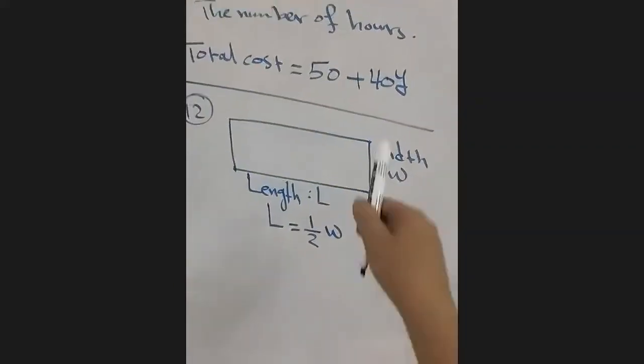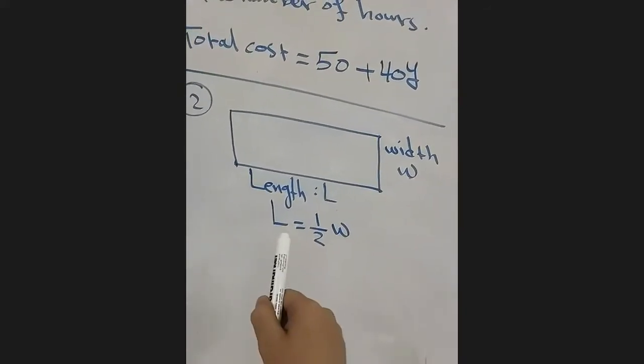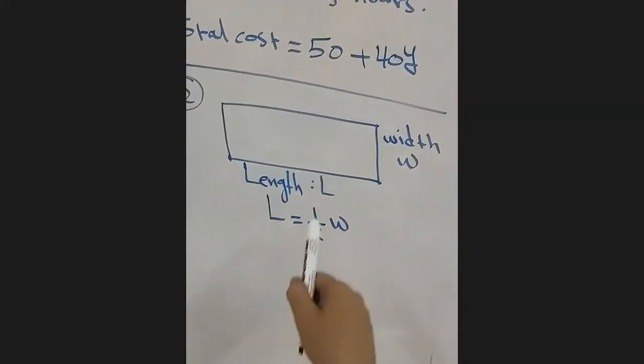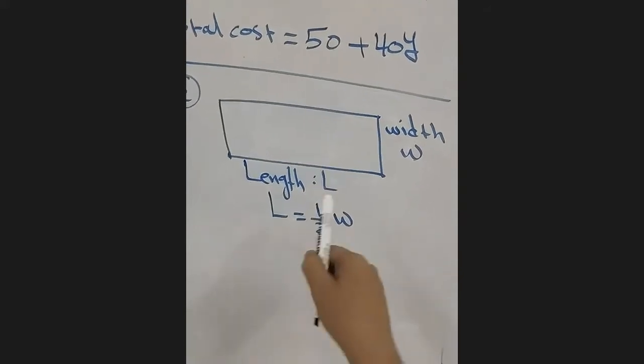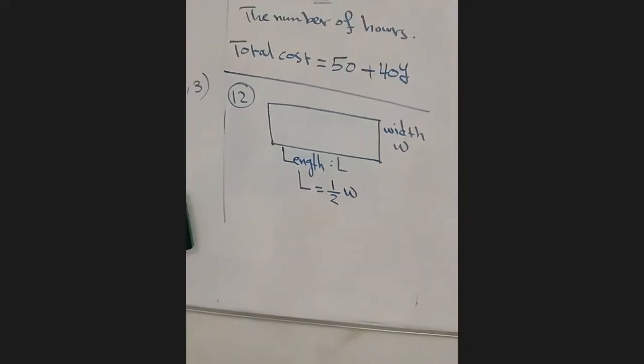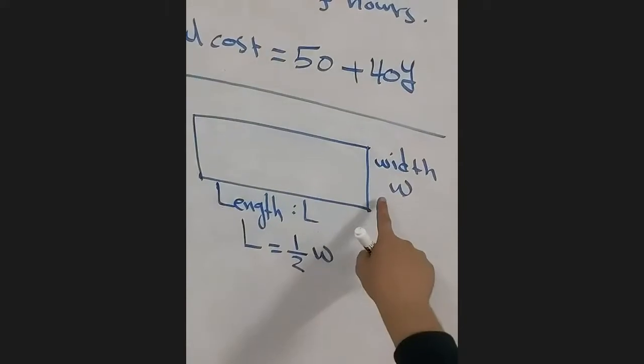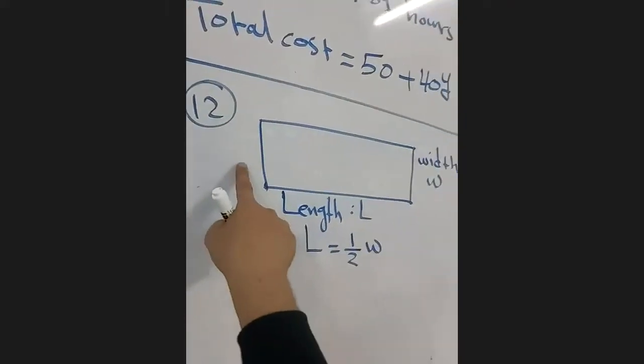So I have length and width. The length is half of the width. Half of the width. If this is the width, what's this here?